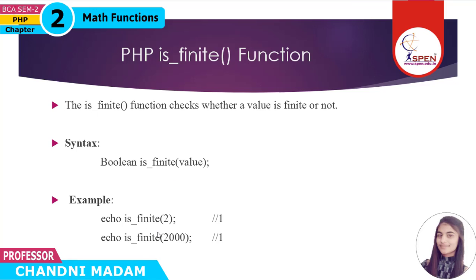Here is the example. Here we will pass 2, that means our value is finite, so it gives 1. Here we will pass 20000, that means our value is finite. So it will give 1.